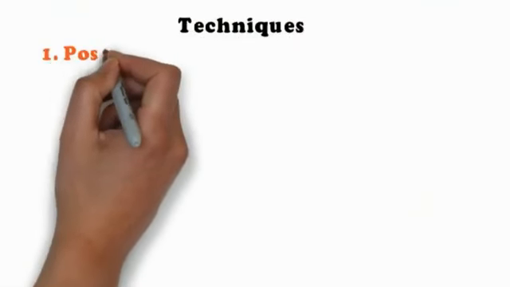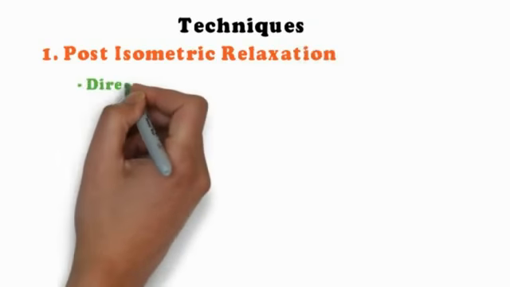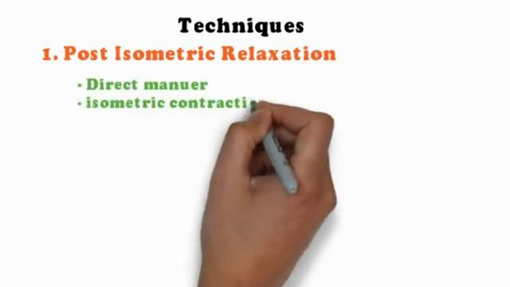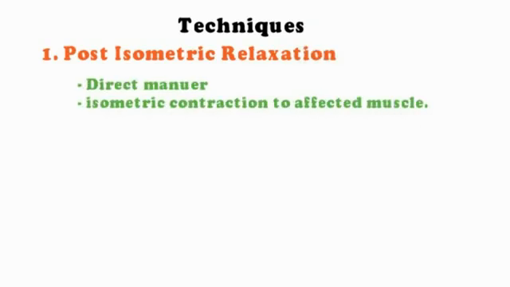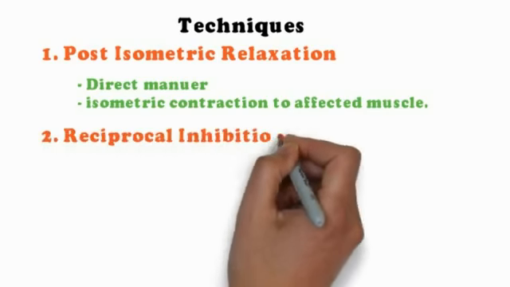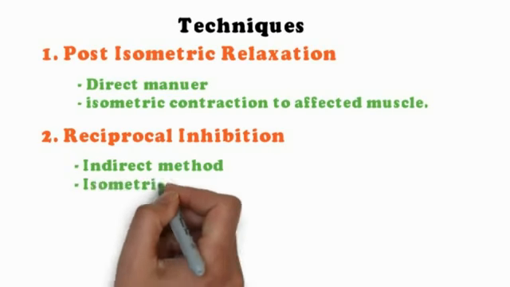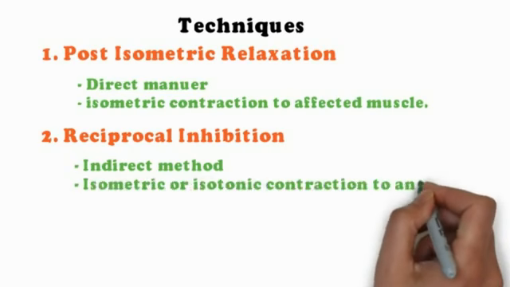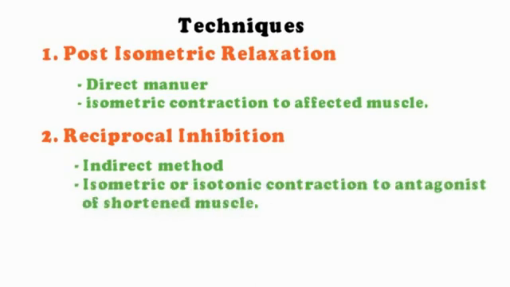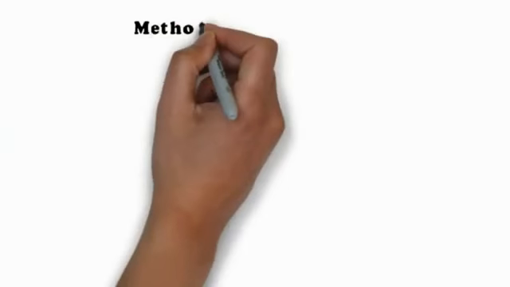Let's see about the techniques. There are two techniques: post-isometric relaxation and reciprocal inhibition. Post-isometric relaxation is subdivided into direct maneuver and isometric contraction to the affected muscle, whereas reciprocal inhibition is subdivided into indirect method and isometric or isotonic contraction to the agonist of shortened muscles.